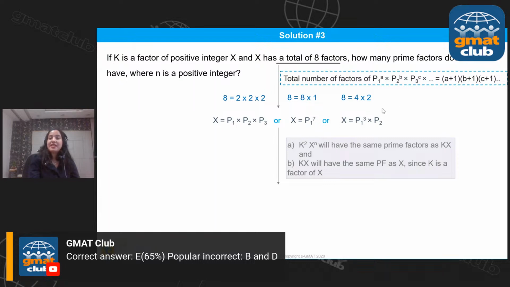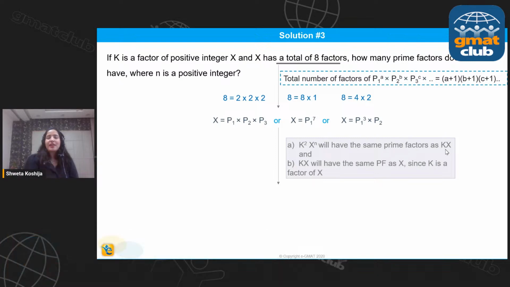Now, my question is about k squared times x to the power n. I know powers are not going to do anything, so at least this will have the same prime factors as kx, just taking away the 2, which is the power of k, and n, which is the power of x. Once you have kx, you know it's something that you've multiplied to x. Now, this may or may not have the same prime factors as x. It depends on what? It depends on k. But you know k is already a factor.